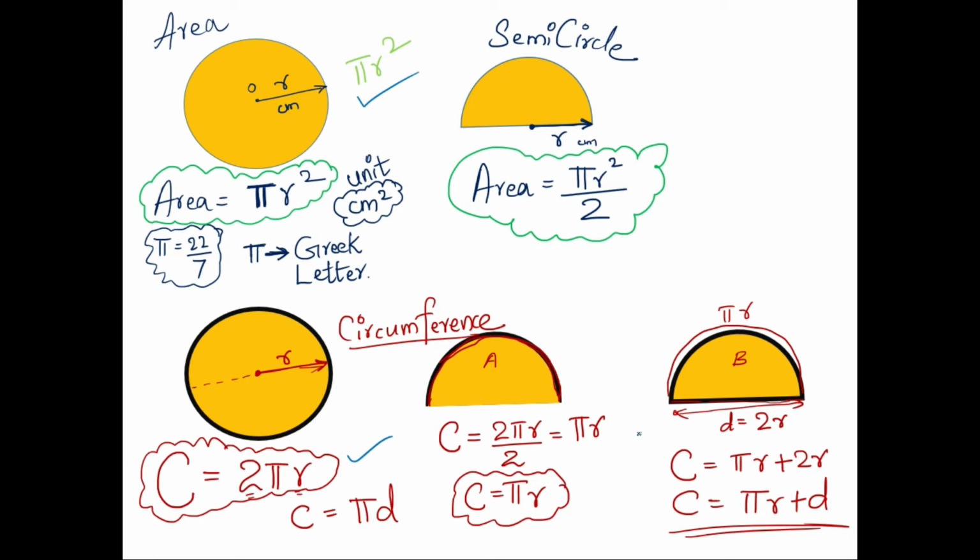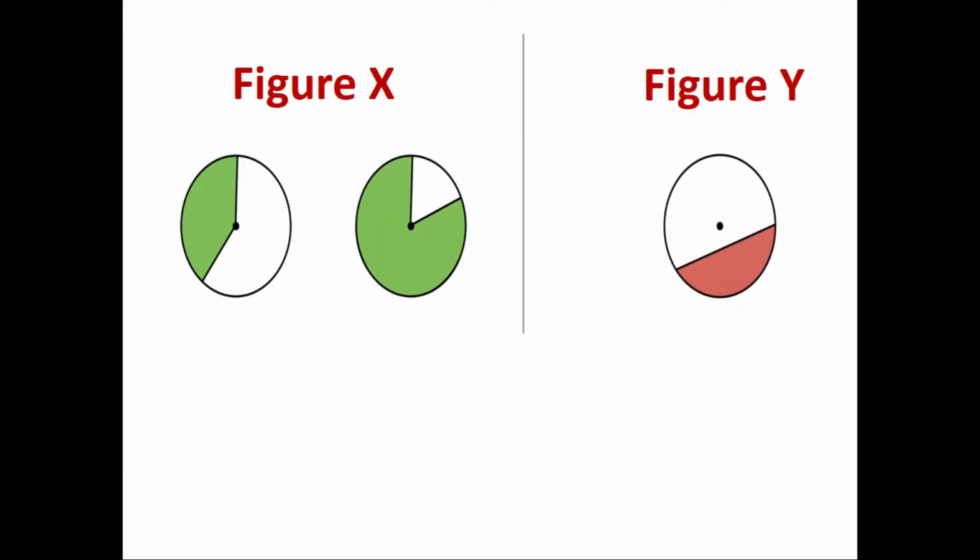for the semicircles. I have put two figures here, one green and the other in a red shade, figure X and figure Y. Since you have some idea about sector and segments from your prior knowledge, I would like you to try to identify them. Take a moment.